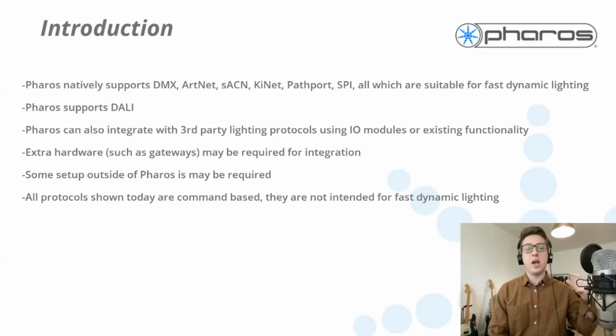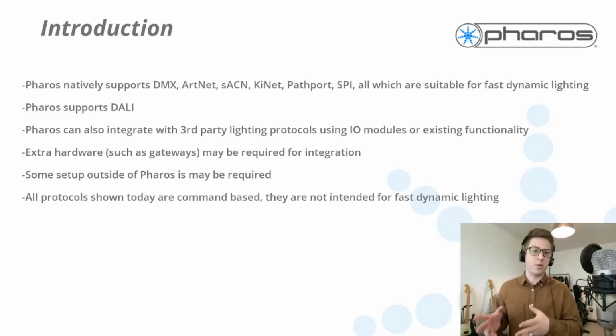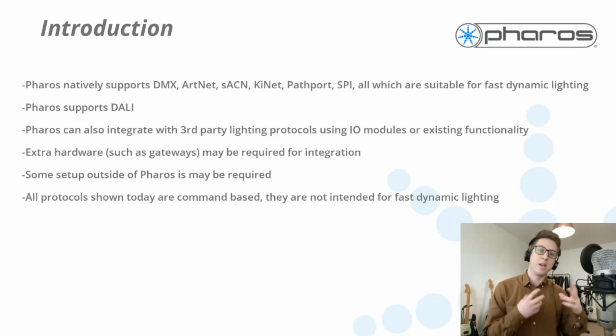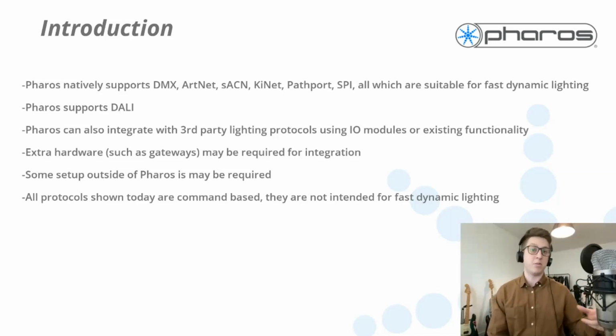And to do the integration, we're going to be specifically looking at I/O modules that extend Pharos's functionality, something that we've talked about quite a lot in the last couple of webinars. In order to integrate with these third-party manufacturers, a lot of the time you'll need a gateway. These gateways are required for our integration because they act as a go-between between Pharos and the third-party manufacturers. And you'll also need to set up the third-party manufacturer software, hardware, using their own software and their own configuration steps. So do be aware of that. There is some setup to be done outside of Pharos.